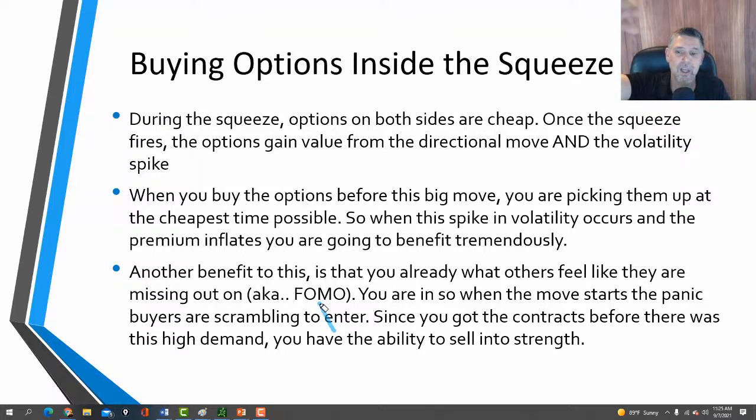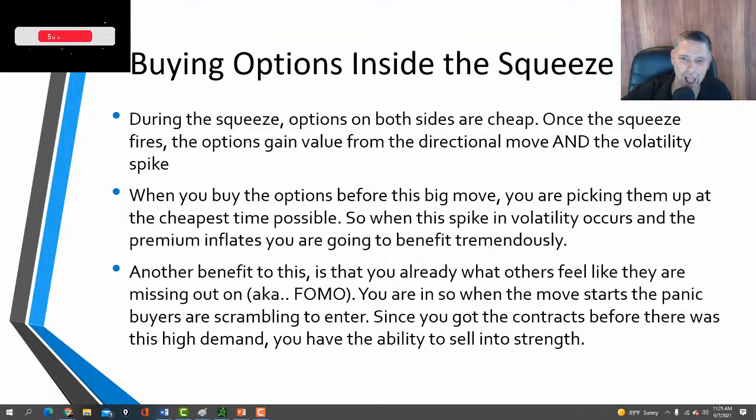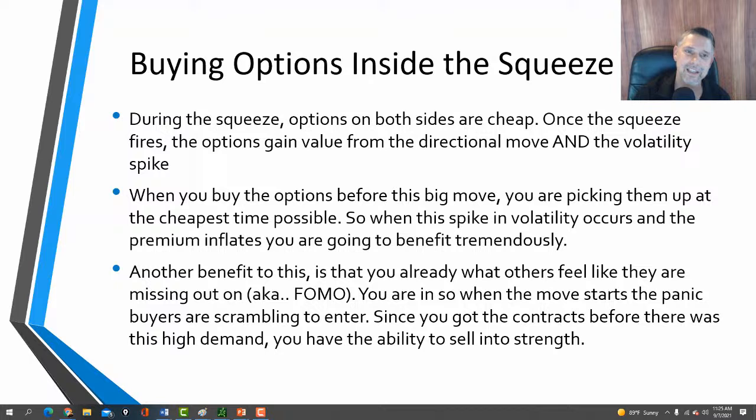And since your contracts are in high demand, you can sell into strength. So when everybody else is FOMOing in, that's when we, who positioned properly, can sell to them. We sell into strength when they're buying into this strength, and usually what happens is they catch the move right before it's about to drop. So when everybody else feels like they're missing out, we're already in the trade.